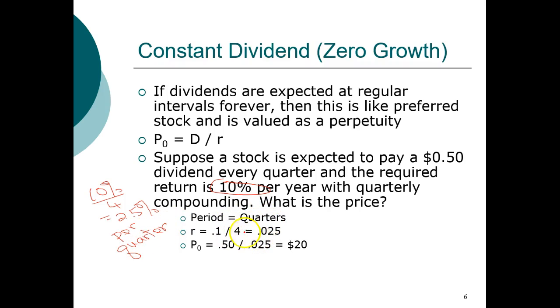And so in here, our discount rate is 2.5%, which is 0.025. Again, when you're using a formula, you need to convert all the percentages into decimals. The present value, or the price of the stock today, is the cash flow, the dividend of 50 cents, divided by the required return, 2.5%. So the price of the stock is $20. So the constant dividend is relatively straightforward.